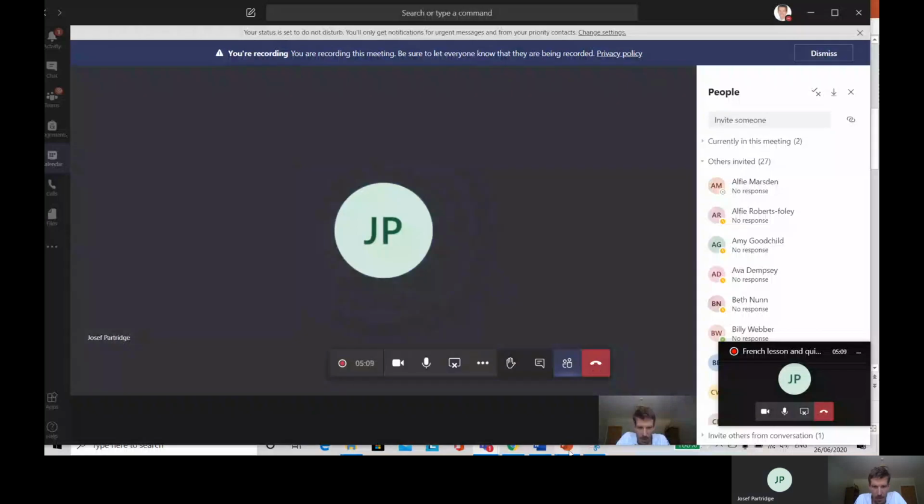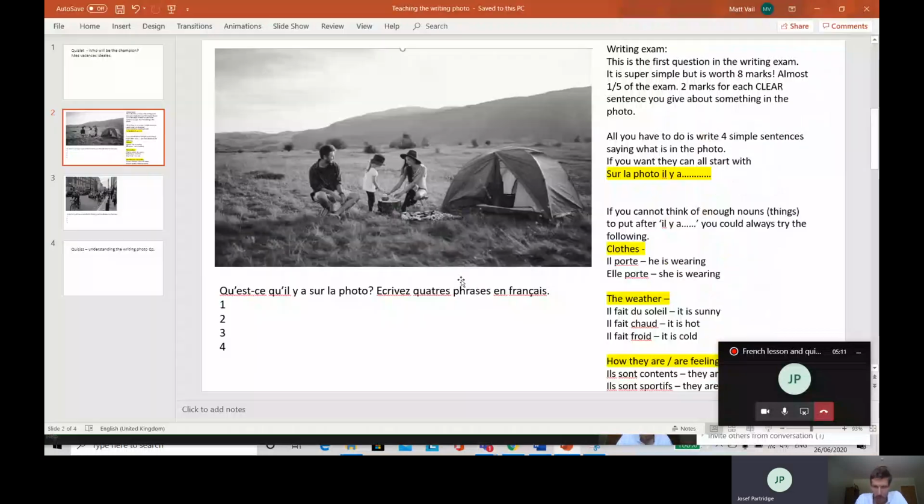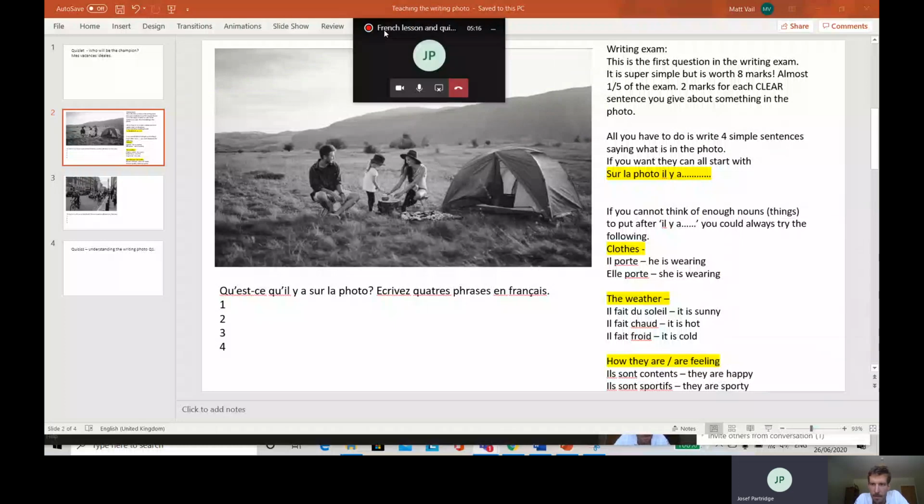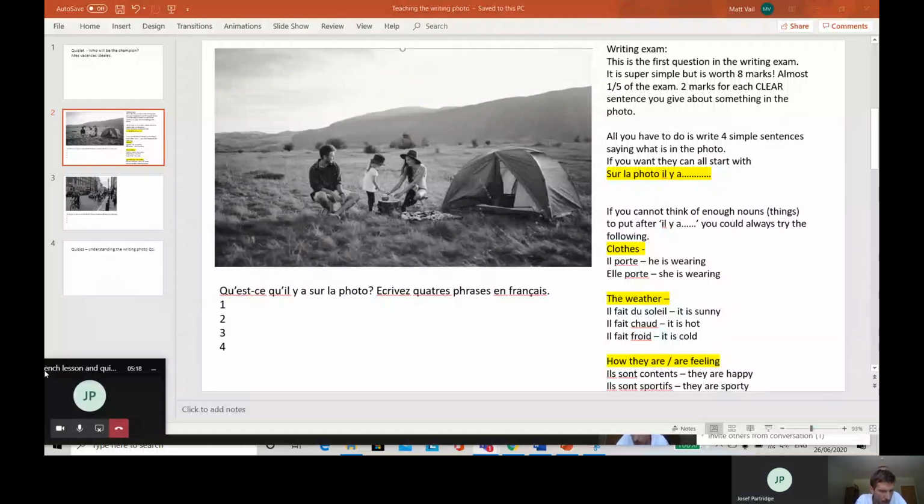Recording, and I'll share my screen with you, Joseph, now. Right, so this is part of the writing exam. Can you see my screen, by the way? Yeah. Yeah, brilliant. I'm just going to move that box over there.